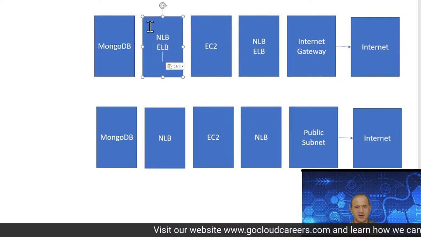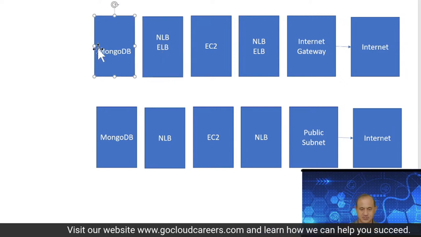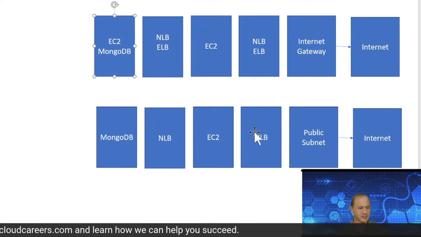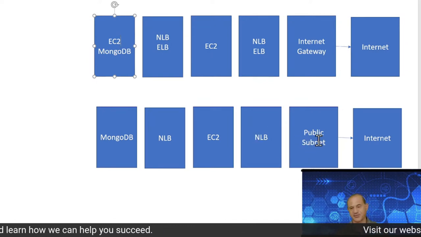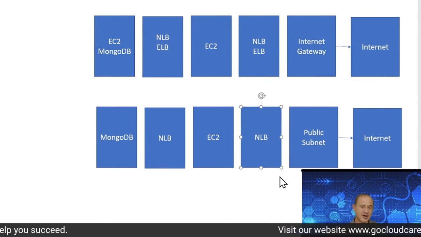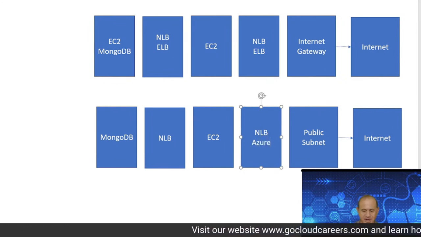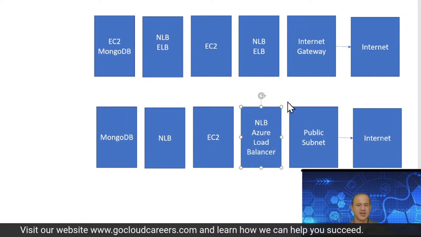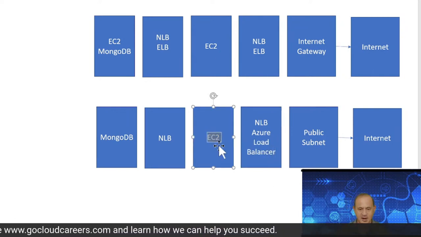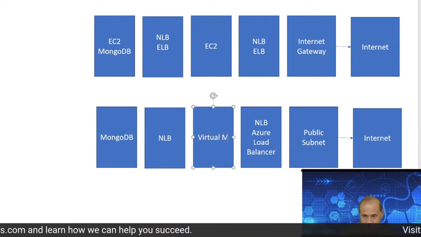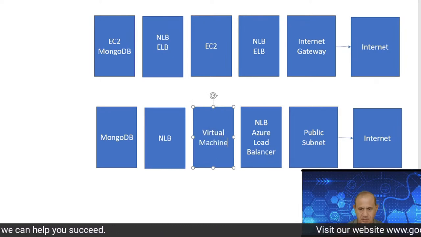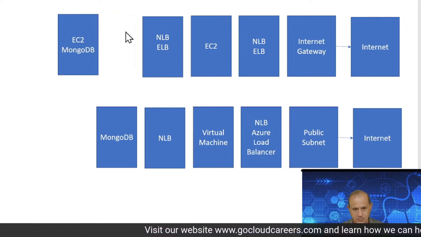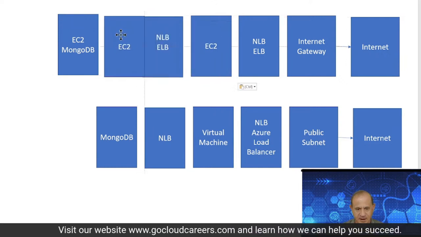MongoDB, where are you putting it? You're putting it on an EC2 instance. Now with AWS, we've got the, Azure, we've got the public subnet. What does Azure call their load balancer? Oh, wait, they call it an Azure load balancer. What do they call their EC2 instances? They call them a virtual machine. Gotta have our app servers in here somewhere.